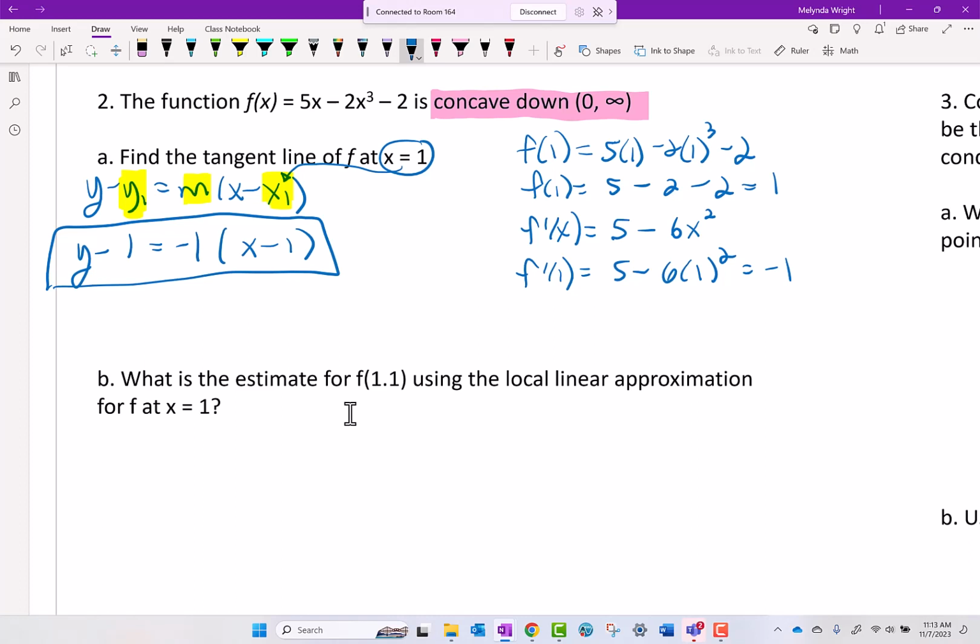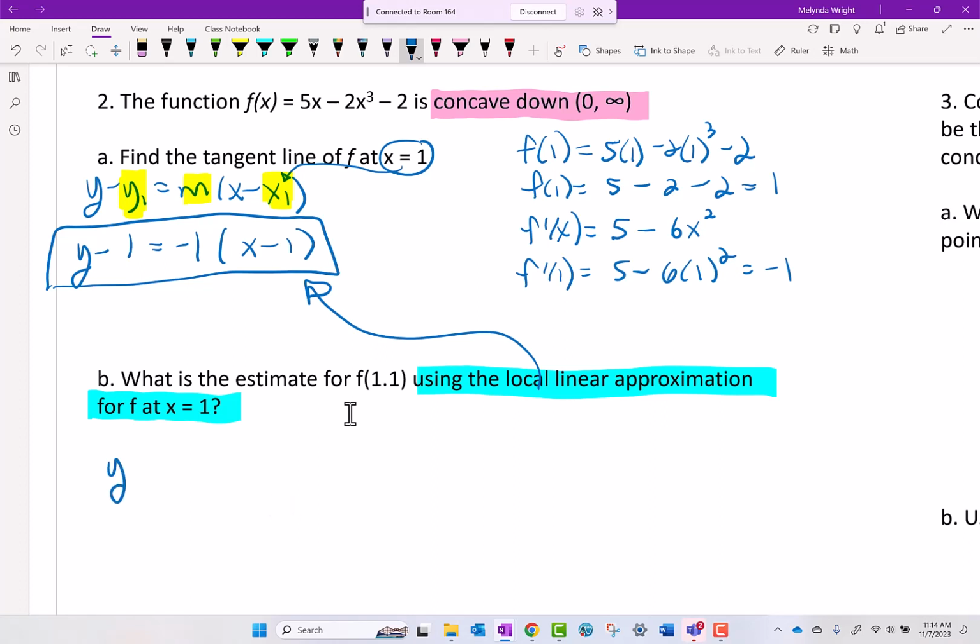Now, they want us to estimate f of 1.1. We're using the local linear approximation for f at 1. What does that mean? That means we're using this tangent line at 1. That's what all those math words mean. Just fancy words that say, hey, use the tangent line at 1. Okay, we can do that.